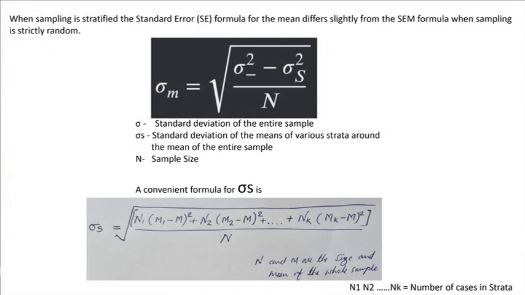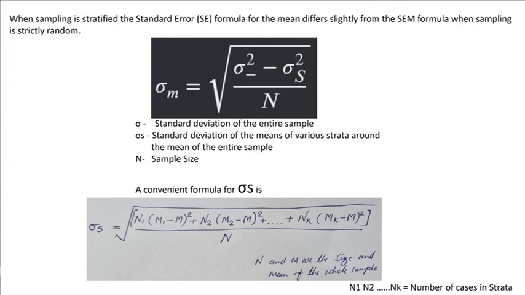Now, when sampling is stratified, the standard error formula for the mean differs a little bit. That was for simple random sampling, where the standard error of the mean was SD upon under root n, because the population was homogeneous. When the population is heterogeneous, the formula to calculate the standard error of the mean is modified a little. It is SEM equals under root of standard deviation squared minus standard deviation s squared, upon n. Now, what is s? The standard deviation of the entire sample. Entire means arts, commerce, science, law; calculate the SD of all.